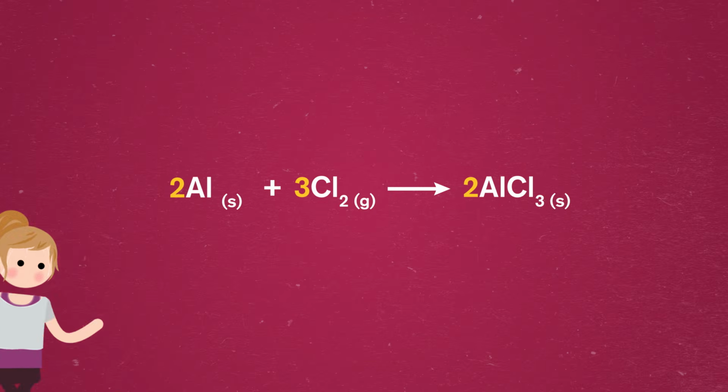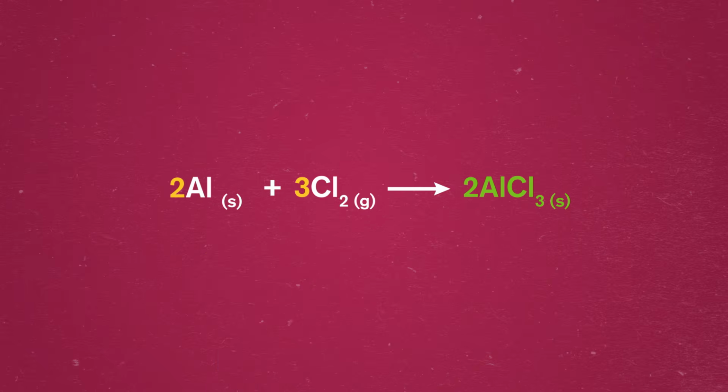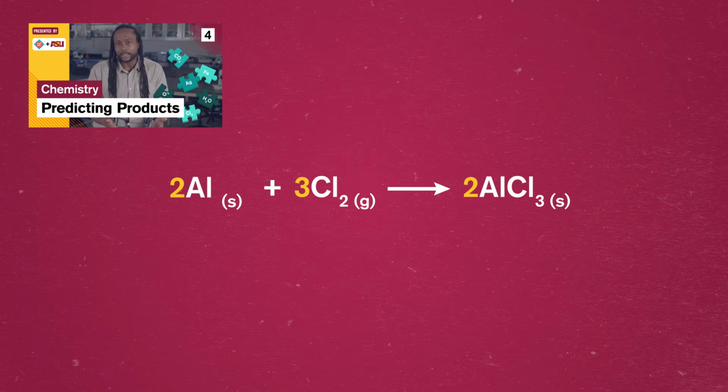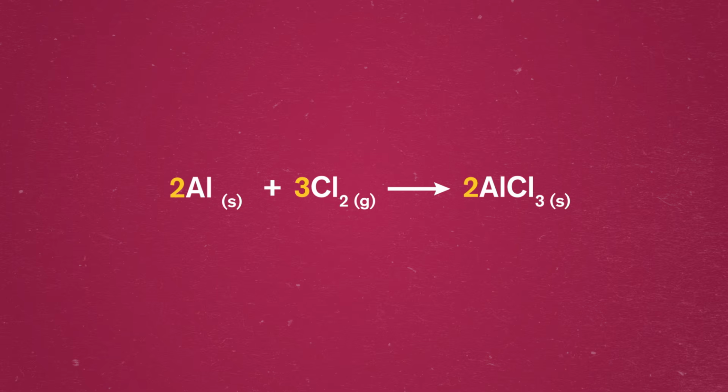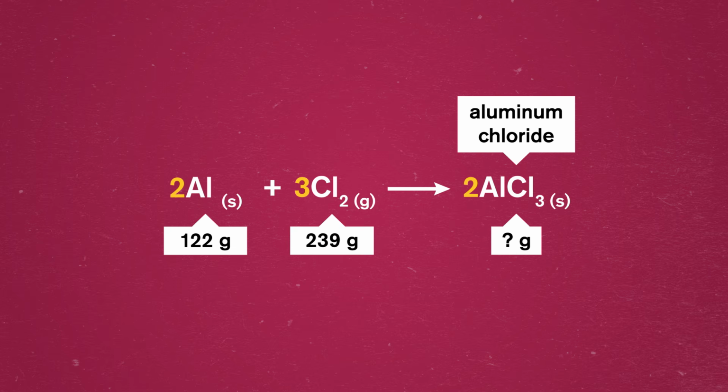Aluminum chloride is commonly used in small amounts for antiperspirants and has the chemical formula AlCl3. If you remember from when we talked about this back in episode 4, it's produced by combining aluminum and diatomic chlorine. If we wanted to produce some aluminum chloride to sell to a deodorant manufacturer, let's find out how much excess reactant we'd have. To do that, we need to calculate how much aluminum chloride we could produce with 122 grams of aluminum and 239 grams of chlorine.